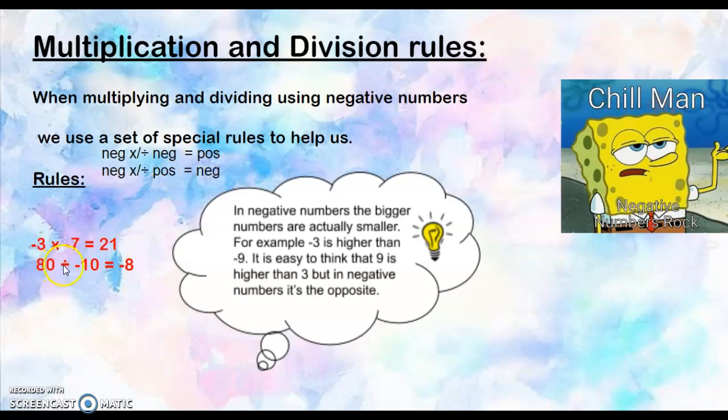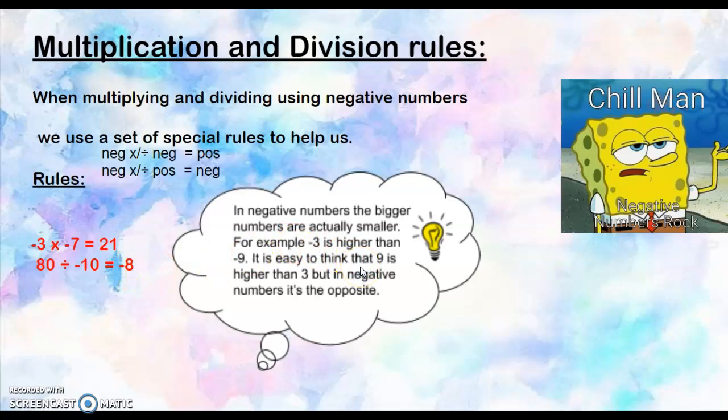Another example, 80 divided by minus 10. So let's forget about the signs. 80 divided by 10. How many 10s go into 80? 8. Now let's work out the sign. Positive and negative. So we know the rule is positive divided by negative equals negative. So negative 8.